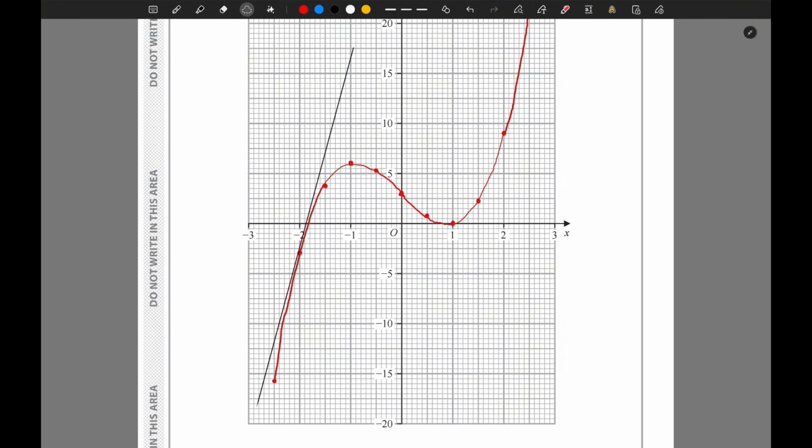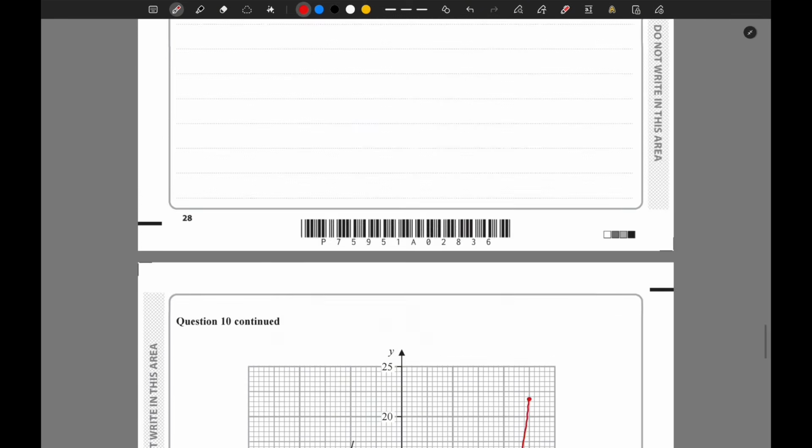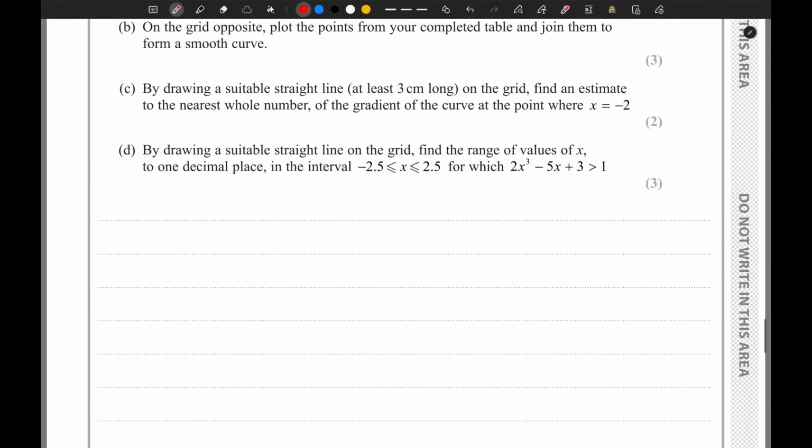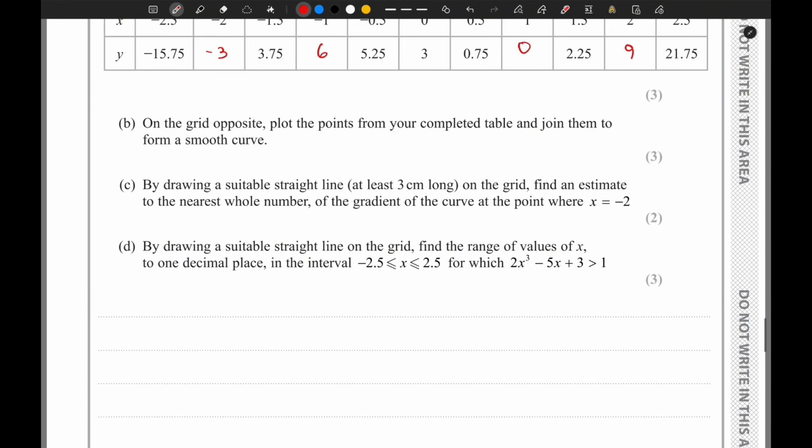Now you need to calculate the gradient of this tangent. Now let's assume that the gradient of this tangent is 16. So that would be the answer to part C. So the gradient is 16.